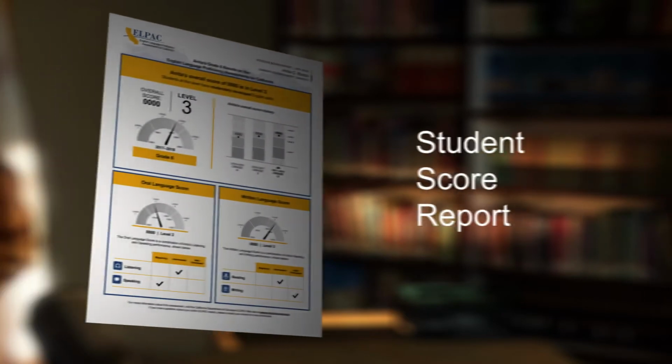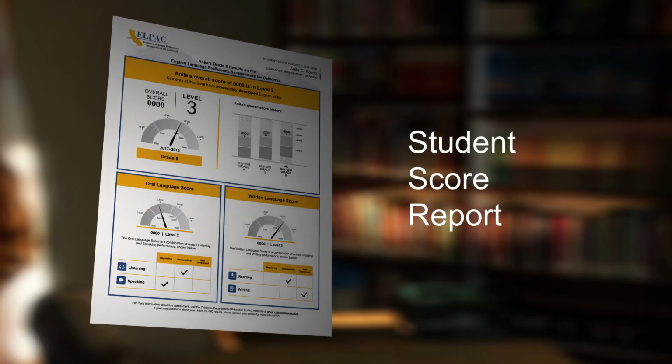Parents or guardians receive a student score report that summarizes their students' test results. That's the great part. We really get to see the results. They are mailed to us. So we get to receive all the results of the 4 domains, the reading, writing, listening, speaking, and we can see how well they are progressing.